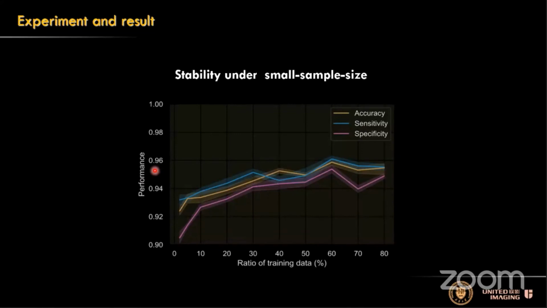To evaluate the stability of our model, we run our model on different ratios of training data. Of course, the testing data set is fixed. When using a very small training data set, the performance is also promising, and with more training data, the performance is further increased in the big picture.